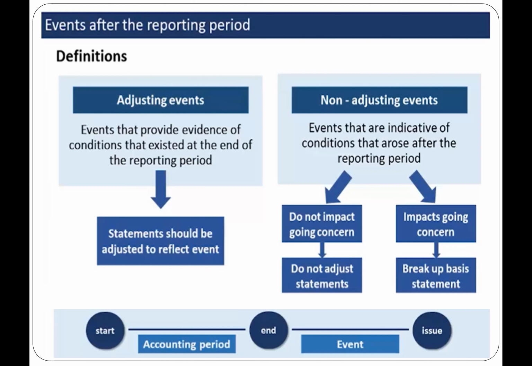Now we can take the non-adjusting events further to determine whether or not they are going to impact going concern. You would remember from when you did your IAS 1 that there are two ways that we can report financial statements. We can prepare financial statements on a going concern basis, which means we believe that our business is going to be in existence for the foreseeable future, and we are not expecting that next year or the year after we are going to be closing our business. That's preparing our financial statements on a going concern basis.